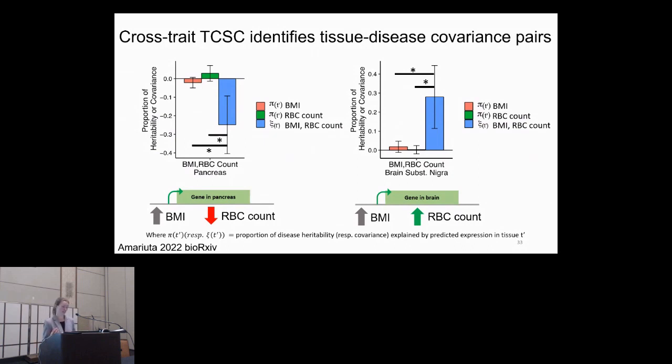Ultimately what this shows is that our method found that genes in the pancreas on the left, the ones that tend to increase the risk for BMI, also decrease the risk for red blood cell count that an individual might have. On the other hand, if we looked in brain tissue, specifically the substantia nigra, there is a positive correlation: genes that increase BMI risk are also increasing your likelihood of having larger red blood cell counts.